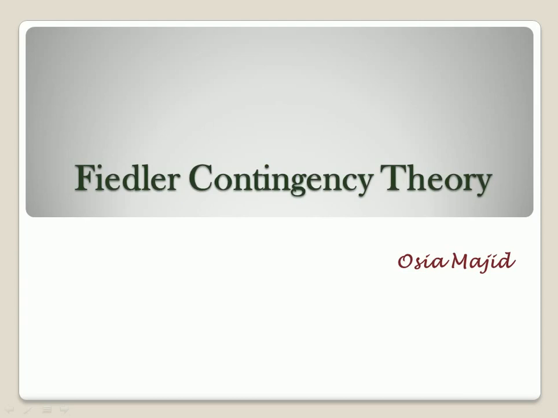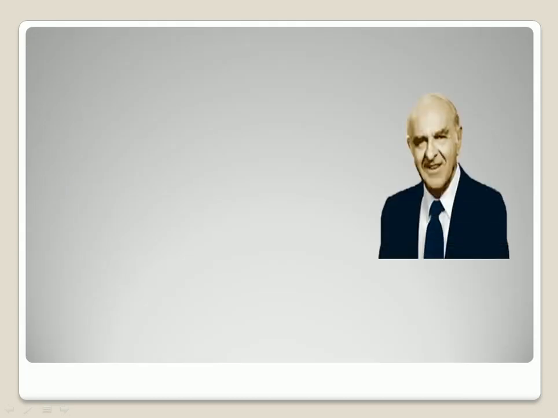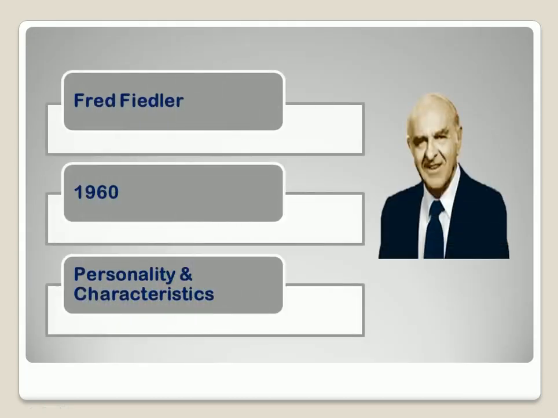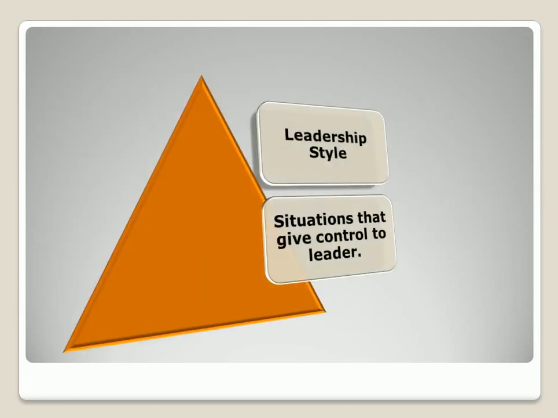Now, this Fiedler contingency theory was given by Fred Fiedler in the mid 1960s. He was a scientist and he studied the personality and the characteristics of leaders. This theory is based on two things. First is the leadership style, and second is the situation that you control as the leader.